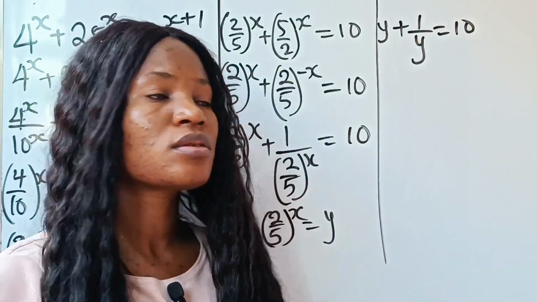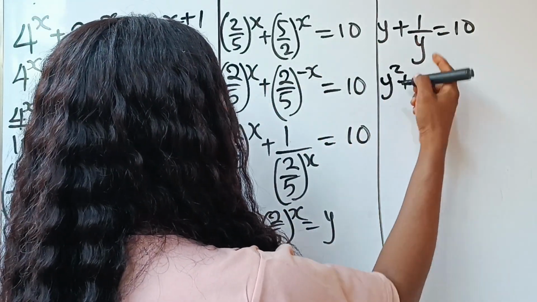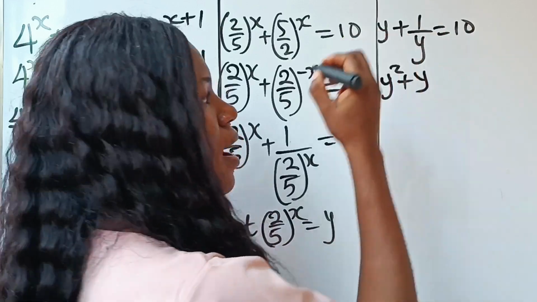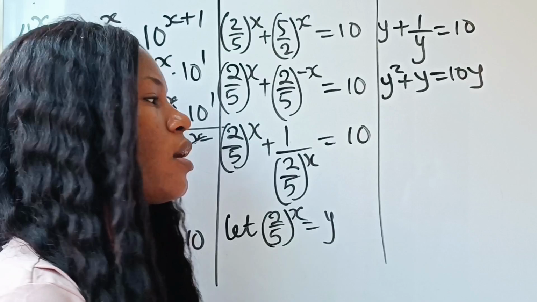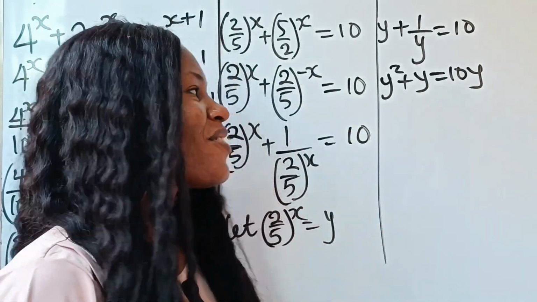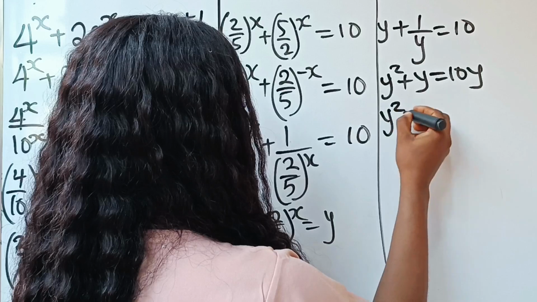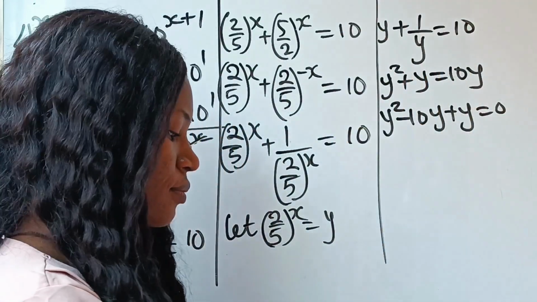We don't want fractions. So we multiply by y, and we have y squared. When this is multiplied by y, we have y is equal to 10y. So let's rearrange this since we just formed a quadratic equation. So we have y squared minus 10y plus 1 is equal to 0.